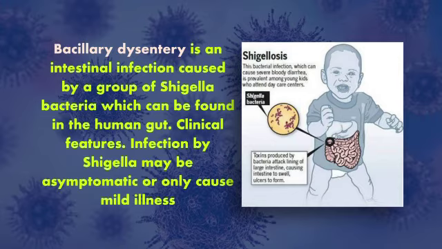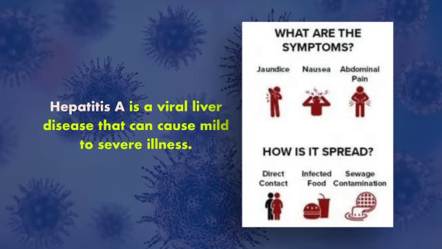Bacillary dysentery. Bacillary dysentery is an intestinal infection caused by a group of Shigella bacteria, which can be found in the human gut. Clinical features. What are the clinical features? Infection by Shigella may be asymptomatic or only cause mild illness. So here we are seeing a picture of a toddler infected with this Shigella bacteria, and here severe bloody diarrhea or killing happens.